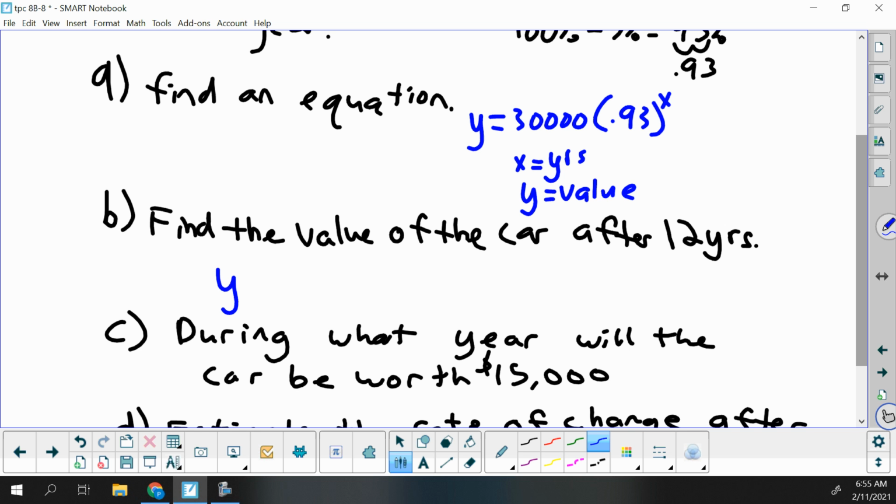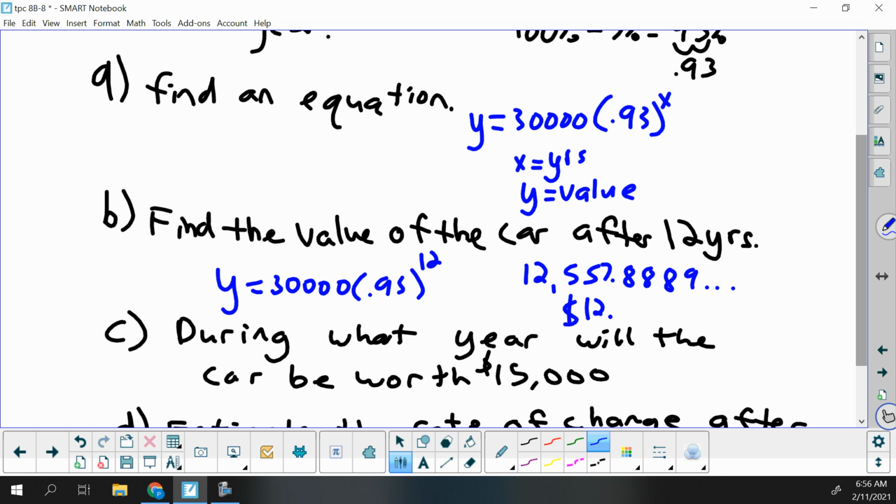So we should have y equals 30,000 times 0.93 raised to the 12. That's going to give us 12,557.8889 and some other stuff. So to the nearest cent, we'll have $12,557.89. The dollar sign there is your label.